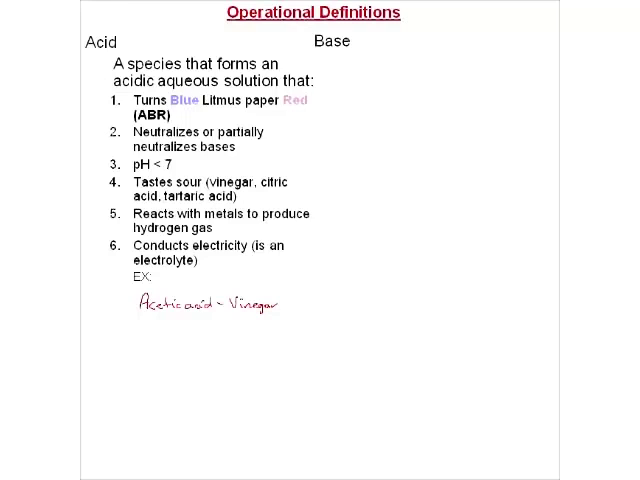Muriatic acid we would use if we were into bricklaying. We would be able to clean the bricks and concrete off with it. It would dissolve the concrete. That would be the hydrochloric acid or muriatic acid. And there's a whole bunch of these that we could list.